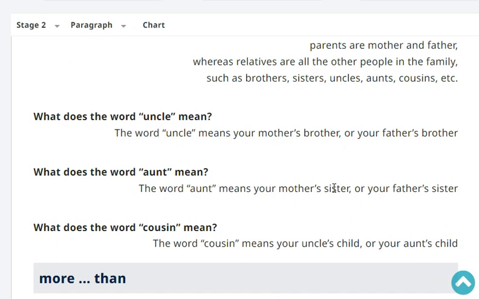What does the word uncle mean? The word uncle means your mother's brother or your father's brother. Very good. What does the word aunt mean?